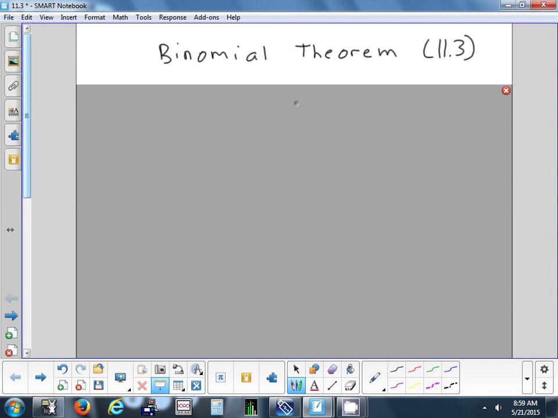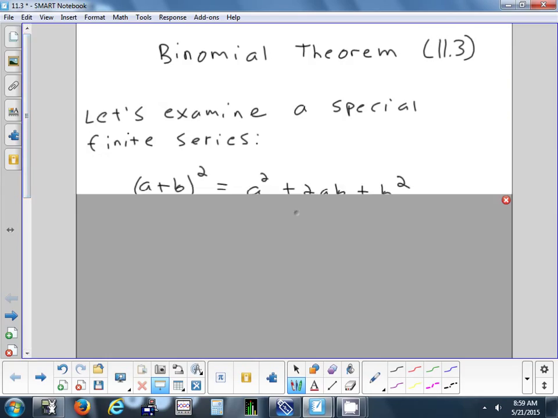Right, so today we're going to look at section 11.3, which is on the binomial theorem. There's all kinds of uses for the binomial theorem. One of the uses we're going to see is basically how to expand a binomial. That's what we're going to use it for. You can also use the binomial theorem to do some probability. We'll come back to it next week and use it for that too.